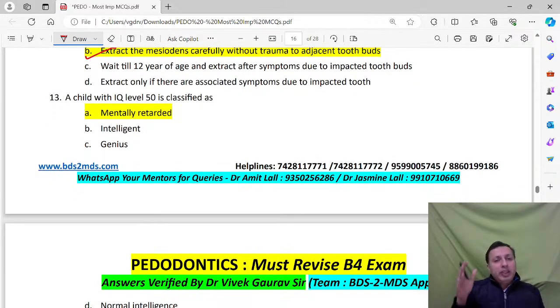Now, if the IQ is less than 69, we call the child a child having an intellectual disability. So here they are asking that if the IQ level is less than 50, it is classified as mentally challenged, mentally retarded. I have told you, but now we are not using the word mentally retarded. We are using the word intellectual disability.